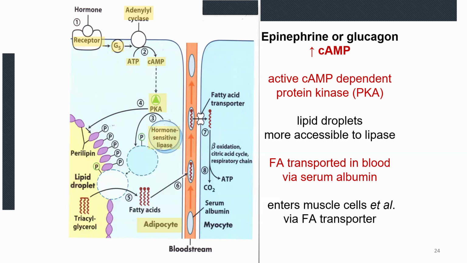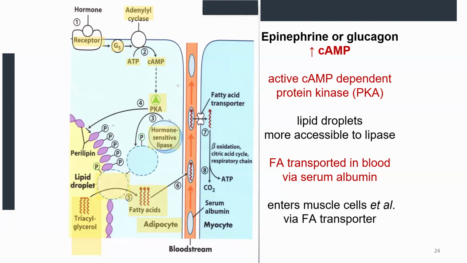So when hormone sensitive lipase is phosphorylated, it is activated. And what it is going to do is relocalize to a lipid droplet, and it's going to pick up a triacylglycerol and break it into individual fatty acids.